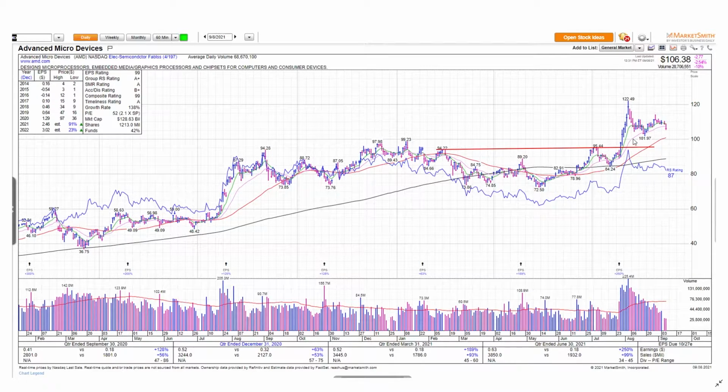Also, I just want to point out to everyone that this is the 8 day EMA. This is the 21-day EMA. This is the 50 SMA, and this is the 200 SMA. These are just moving averages for anyone that doesn't know.